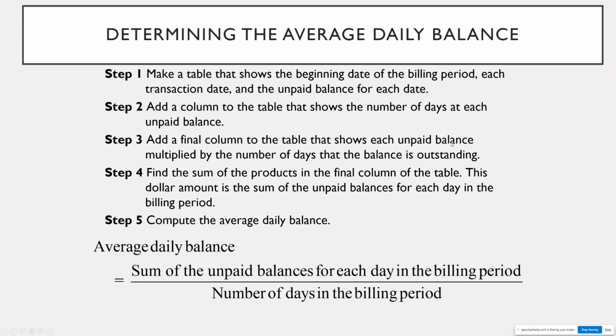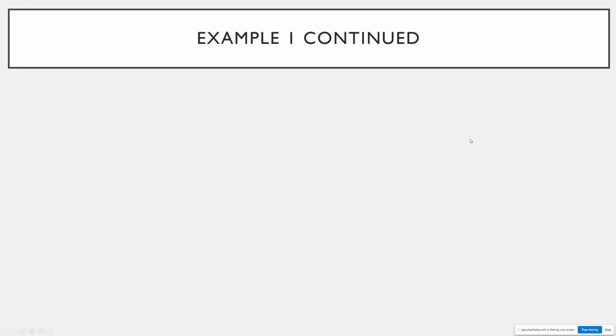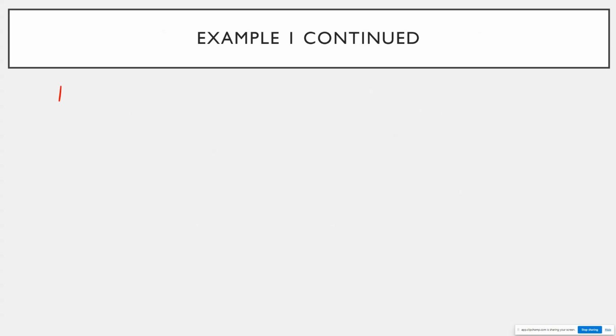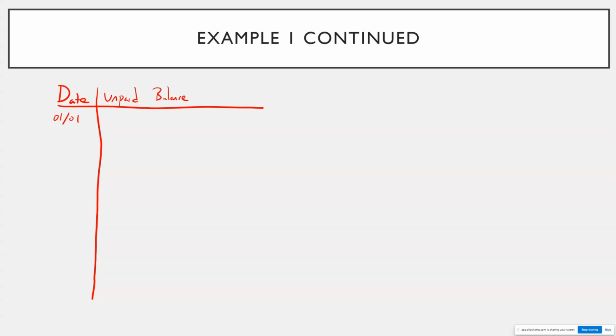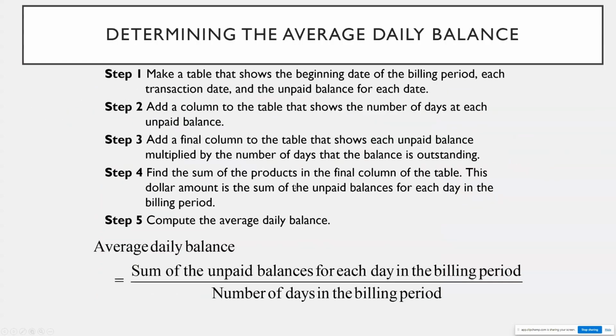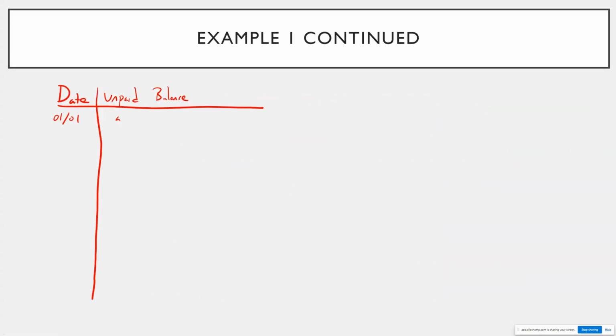All right. So here's how we're going to set up the table. And please forgive my sloppy writing here. Beginning date, transaction date, unpaid balance for each date. All right, so January 1st, first thing is, what was the unpaid balance? $500. So it started with $500.